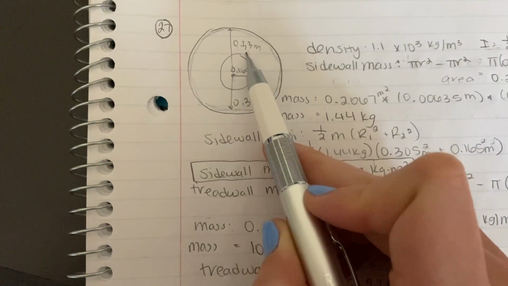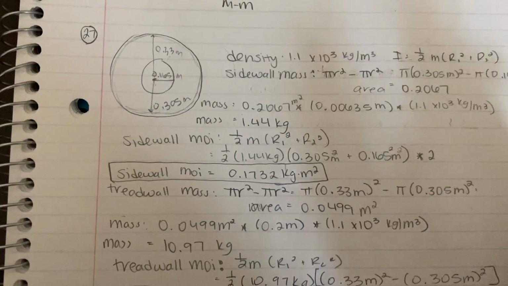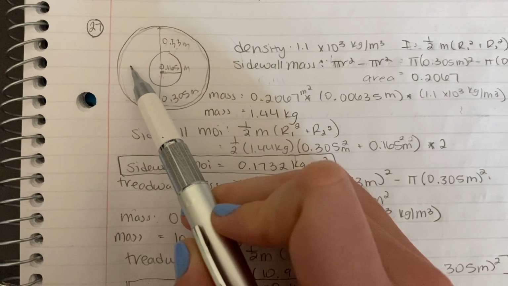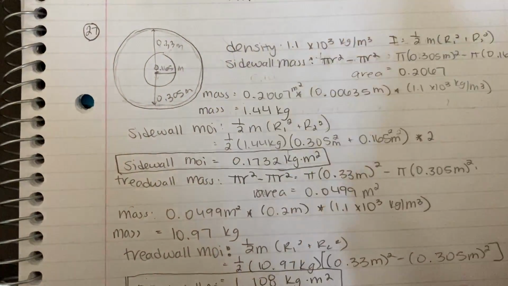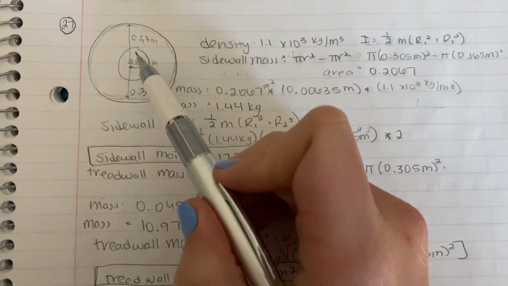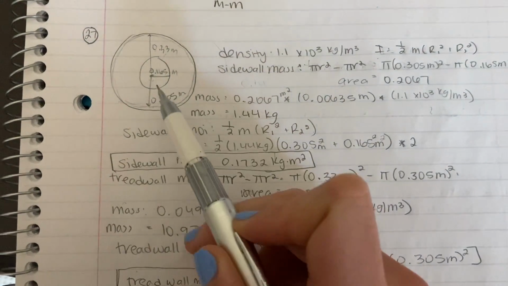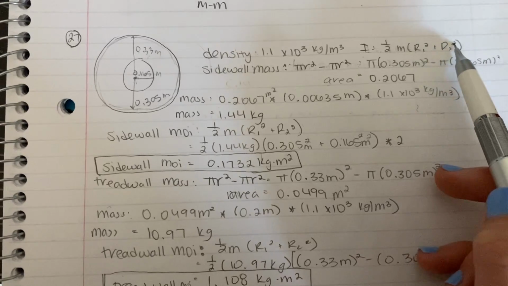So basically, I decided to treat this as multiple discs because, first of all, I wanted to figure out the sidewall. And we know that the density of the rubber is 1.1 times 10 to the third kilograms per meter cubed. And so if you think about it, the moment of inertia of a cylinder with a little hole cut in the middle is going to be 1/2 m (r1 squared plus r2 squared).